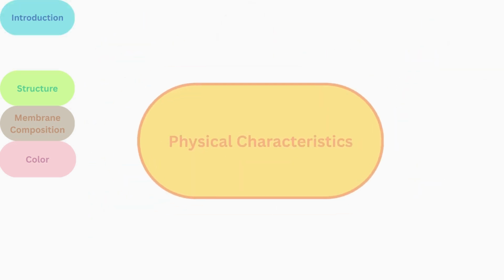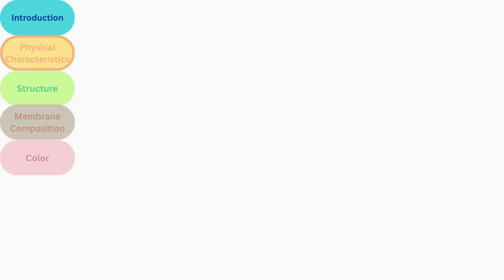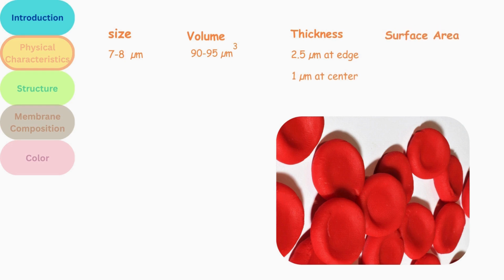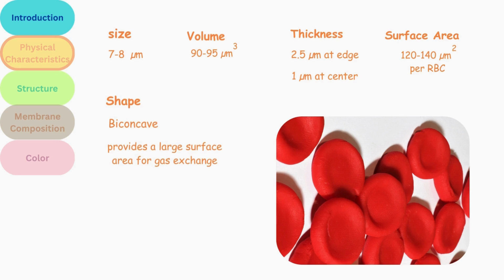Let's talk about some physical characteristics of red blood cells. Its size is 7 to 8 micrometers. It has a volume of about 90 to 95 cubic micrometers. Thickness is 2.5 micrometers at the edge and 1 micrometer at the center. It has a surface area of 120 to 140 square micrometers. It increases the surface area to volume ratio and facilitates rapid gas exchange. If we see its shape, it is biconcave, which provides a larger surface area for gas exchange. It's thin in the center and thick at the periphery, like a donut without a hole.